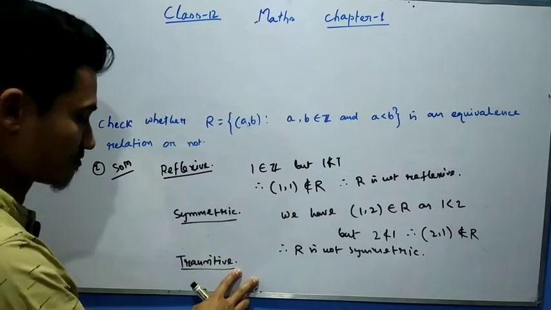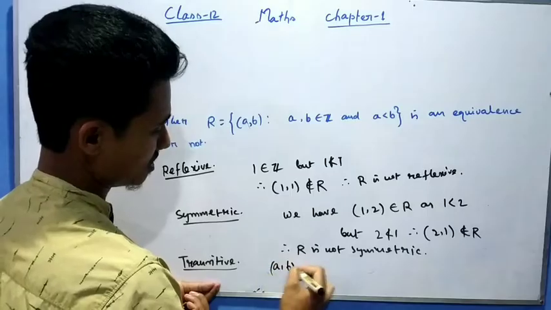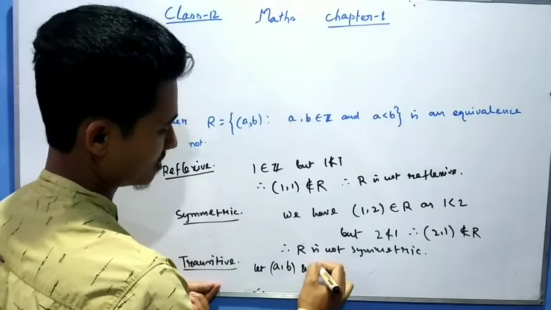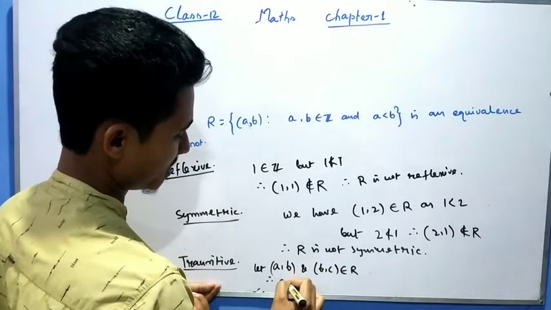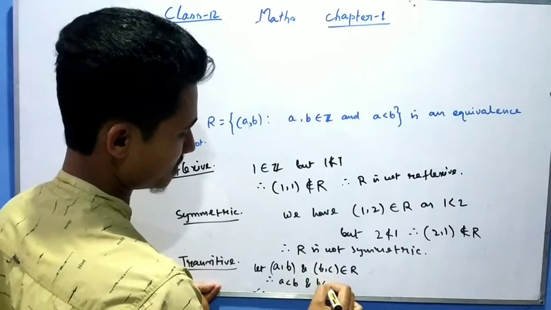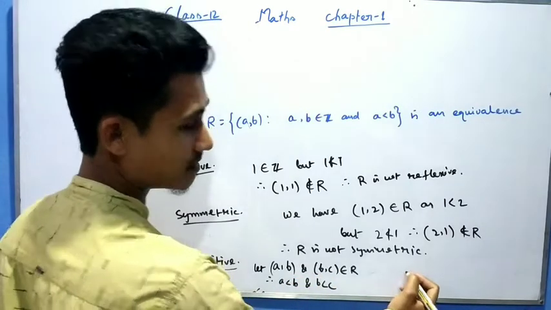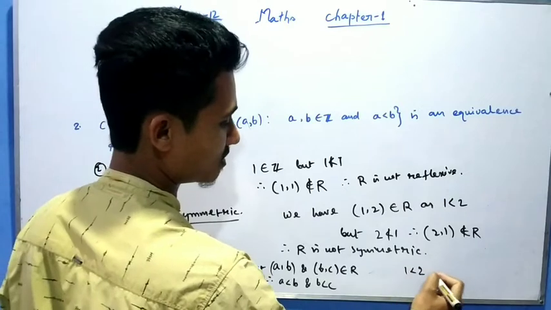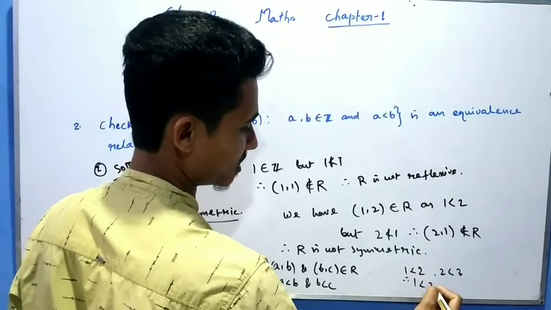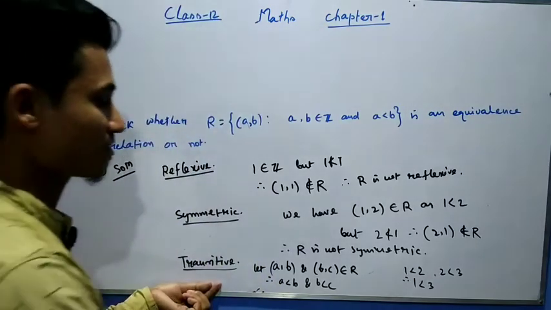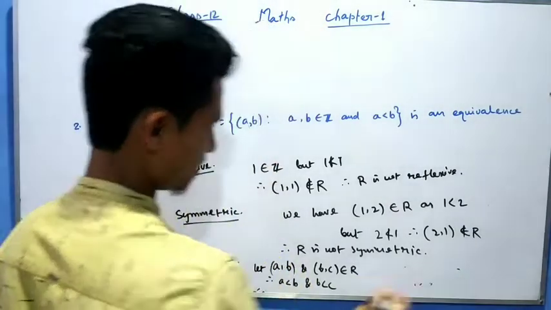Okay, next, transitive. Suppose (A, B) and (B, C) belong to the relation. Therefore we can say A is less than B and B is less than C. So we can take examples also. We know 1 is less than 2 and 2 is less than 3. Therefore we can say 1 is less than 3. It is obvious.